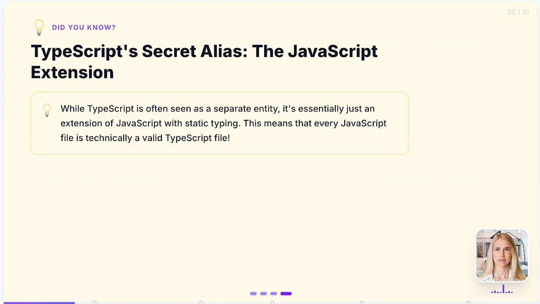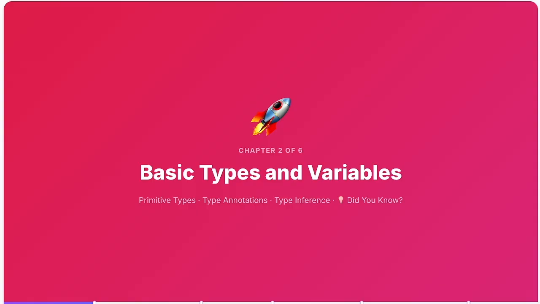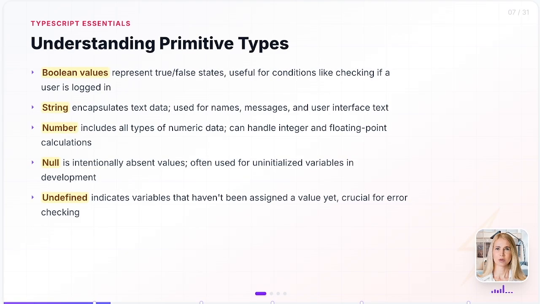Chapter 2, Basic Types and Variables. In this chapter, we'll explore primitive types, type annotations, type inference. Did you know? Imagine you're building a website for an online bookstore.